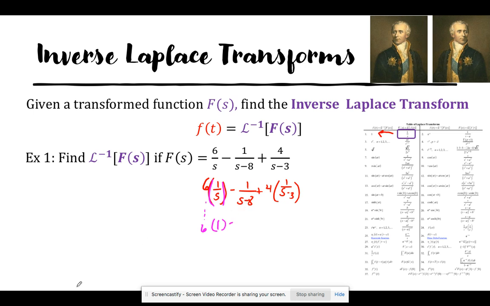Minus what? There's 1 over s minus a. Do you see that form? And what is that? So I'm going to replace this whole thing with e to the what? To the 8t or negative 8t? 8t, because that minus 8 is a.